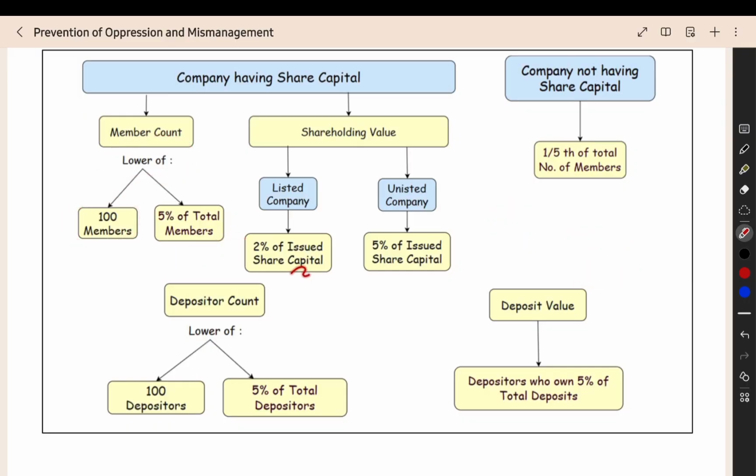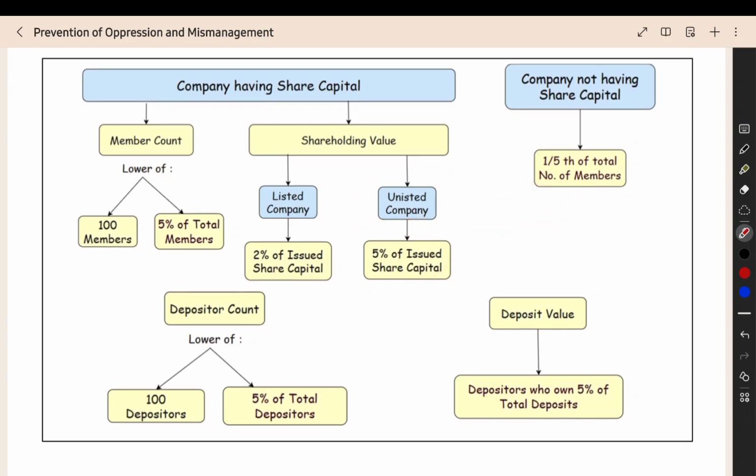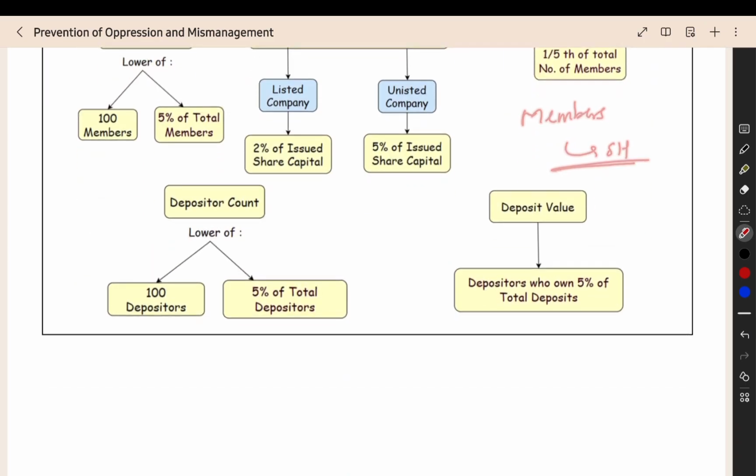Otherwise, if you are holding 2% of issued share capital in a listed company, then you can file the application without other members also. In a listed company, if you are holding 2% of issued share capital, then by yourself you can make the application. If it is an unlisted company, you should hold at least 5% of issued share capital. Then also you can apply by yourself. If it is a company not having share capital, one-fifth of the total number of members. This is the limit for the members. Members means shareholders.